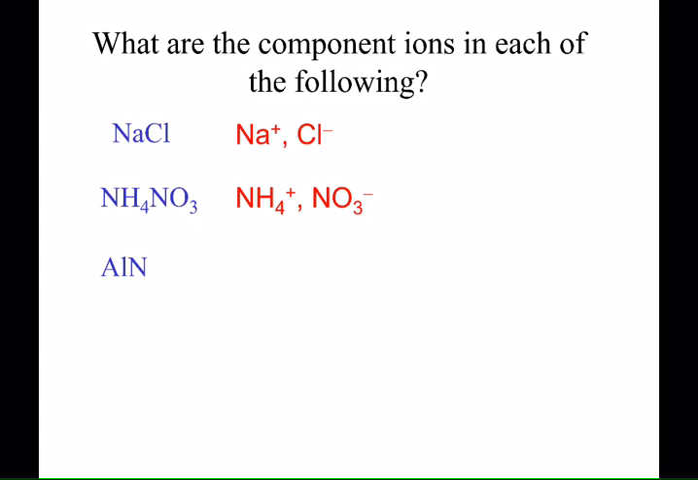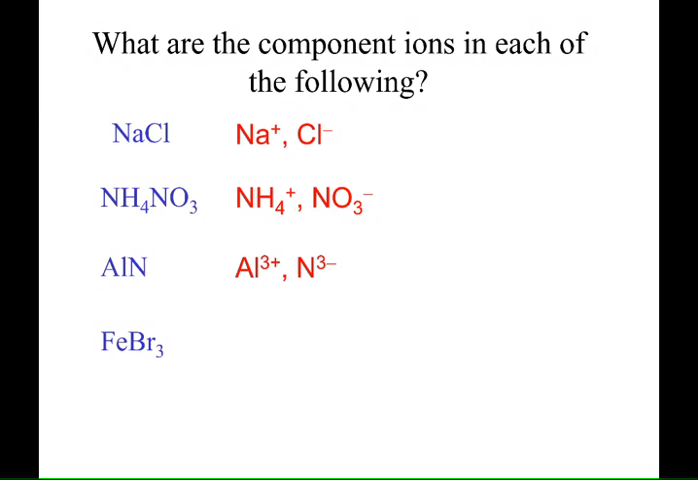Let's see. Again, you're like AI? What's AI? In fact, I've caught myself doing that same thing. Well, actually, it's not AI, it's aluminum. Okay, look for the metal in this case, and then nitrogen is the non-metal. So write the component ions. Aluminum is a 3A metal, so that's an Al plus 3, and nitrogen is an N minus 3.